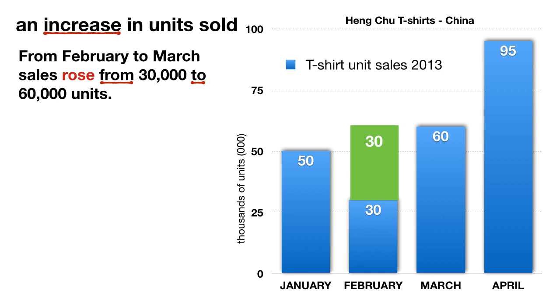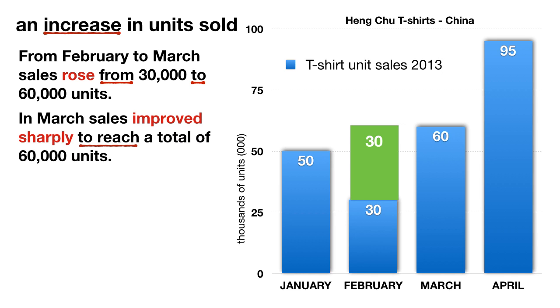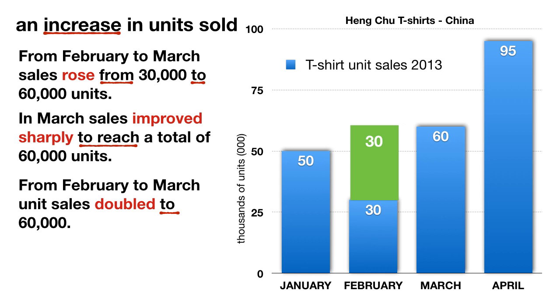First one, from February to March, sales rose from 30,000 to 60,000 units. That's the verb to rise in the past tense. Second one, in March, sales improved sharply to reach a total of 60,000 units. Notice the adverb sharply. I'll explain that afterwards.